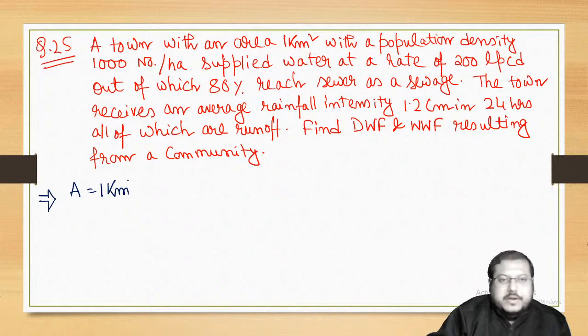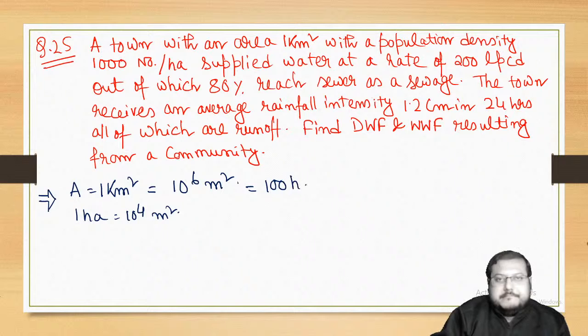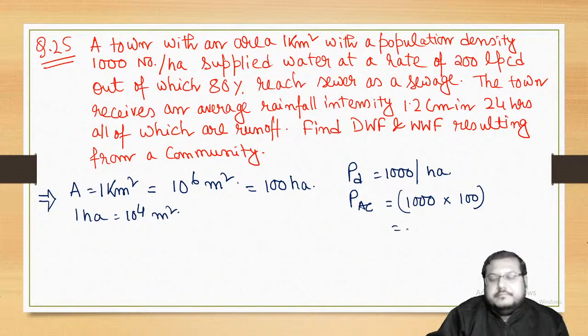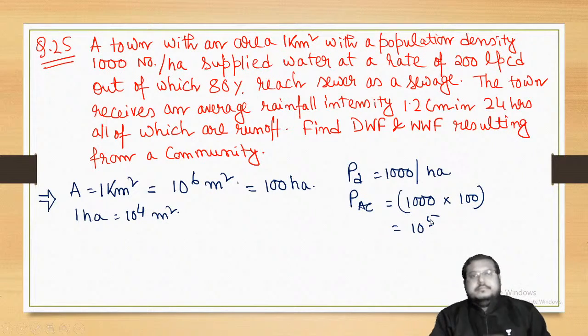Area 1 kilometer square, but we require the area in hectare, so that is equals to 10 to the power 6 meter square, and we know that 1 hectare is equals to 10 to the power 4 meter square, so eventually it will be 100 hectare. Population density given as 1000 number per hectare, so actual population will be 1000 into 100, that is 10 to the power 5.